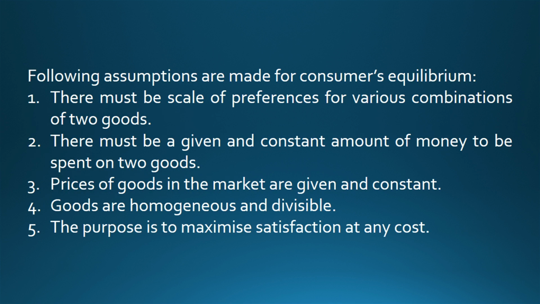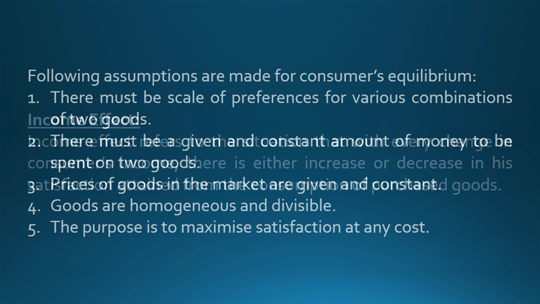The following assumptions are made for consumer's equilibrium. 1. There must be a scale of preferences for various combinations of two goods. 2. There must be a given and constant amount of money to be spent on two goods. 3. Prices of goods in the market are given and constant. 4. Goods are homogeneous and divisible. 5. The purpose is to maximize satisfaction at any cost.